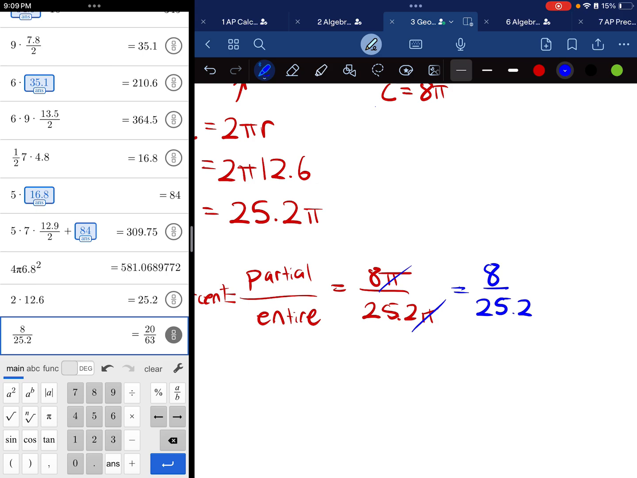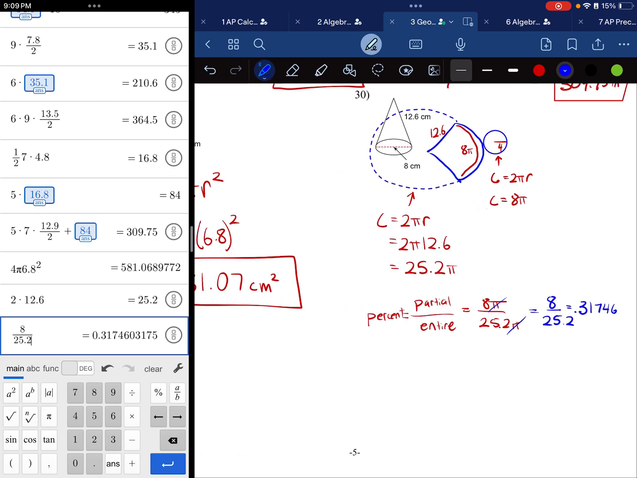I'm just going to call this a percent. It's going to be 0.31746. I don't know where to round, so I'm just going to write a bunch of stuff. That's the percent of the circle, which means I can find the entire area of the circle, because the area of that circle is pi r squared, which I know very well. It's going to be pi times the radius, which is 12.6. I'm going to square that.